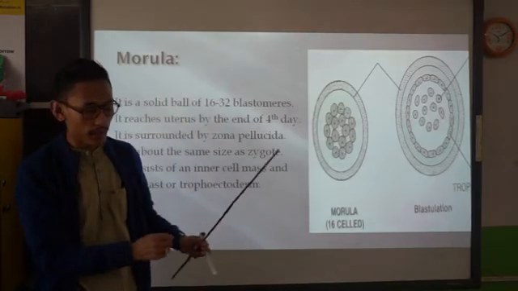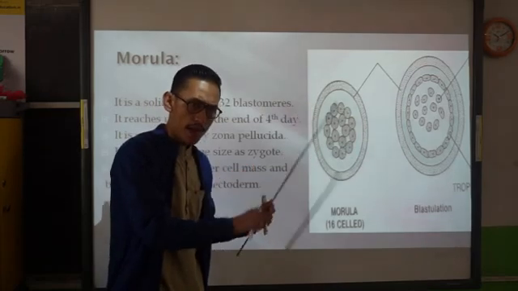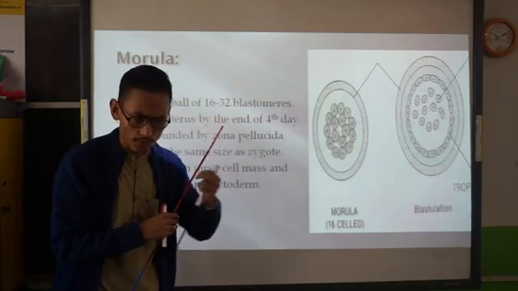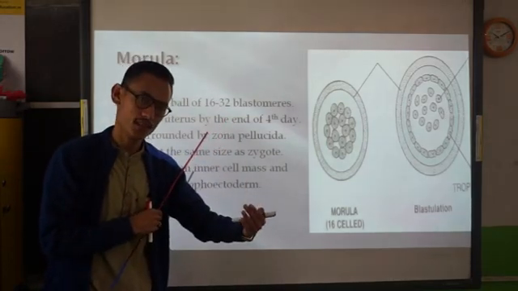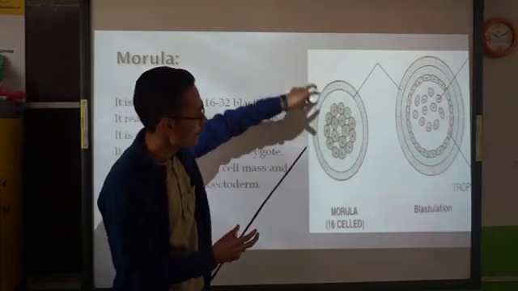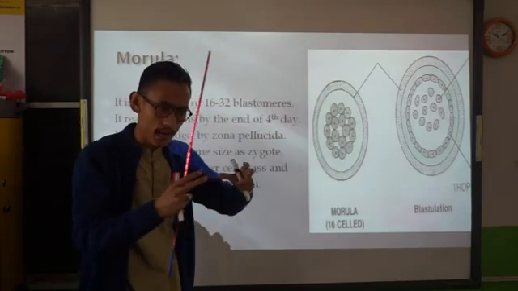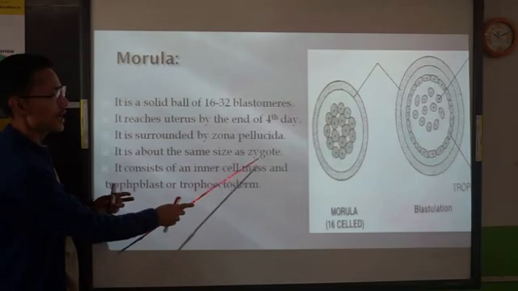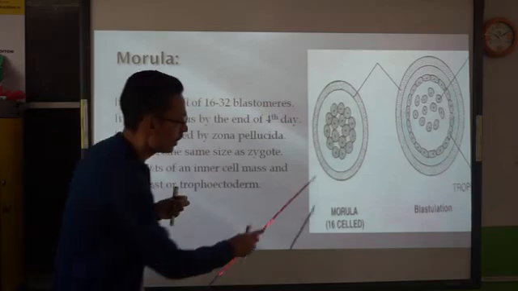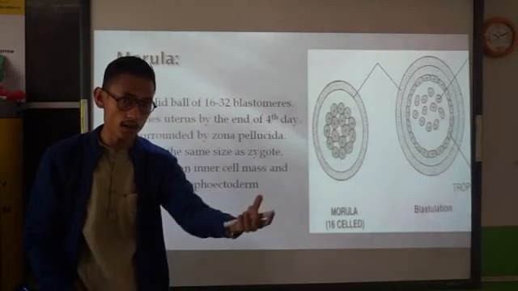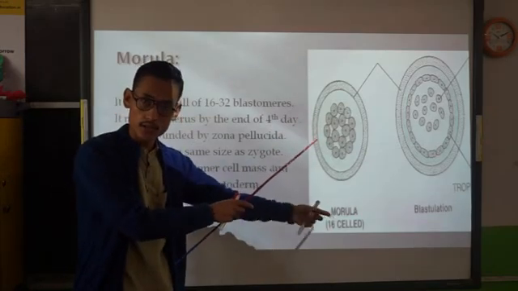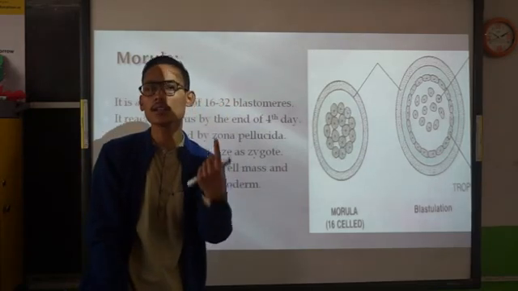Why? Because we have learned that during mitotic cell division, only the number of cells keeps on increasing. The number of blastomeres keeps on increasing, but the size remains the same. So till the time it forms the morula, the size of the morula will be the same as that of the zygote. There is no difference in the size of the zygote and the morula. The difference only lies in the number of blastomeres, because in the case of morula there will be 16 blastomeres or 32 blastomeres, but a zygote will only contain a single cell.